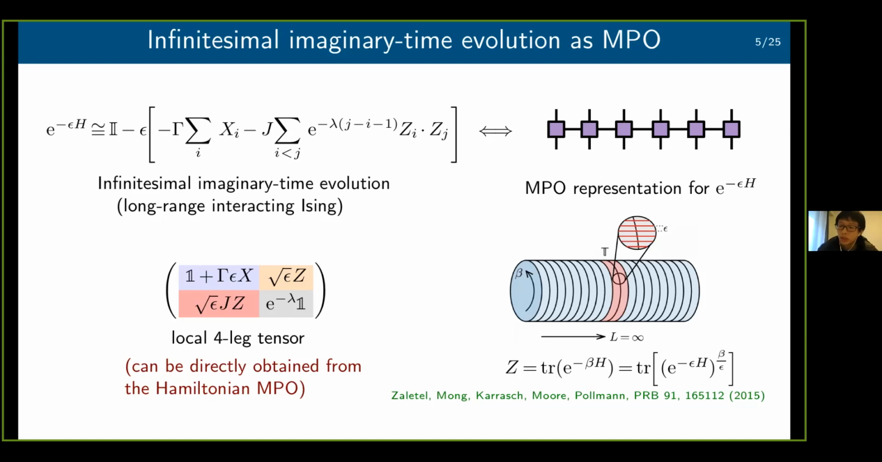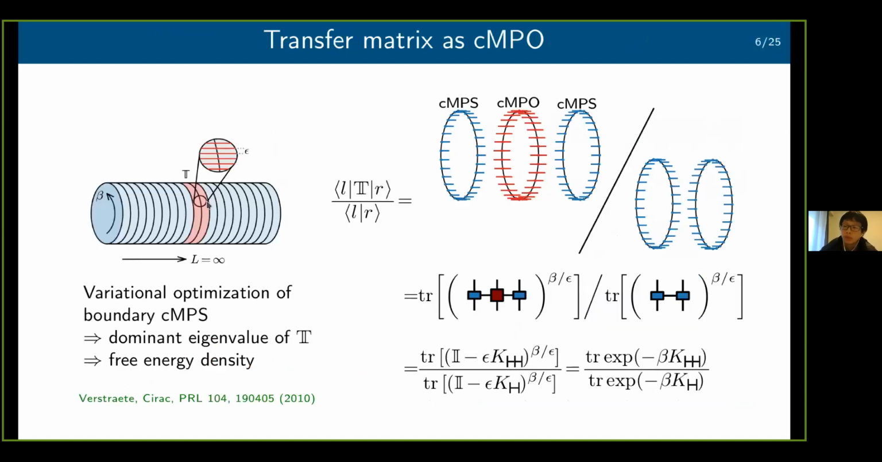After that, we can obtain the partition function at the thermodynamic limit. As we can see, this transfer matrix is also an MPO, and if we take the continuous time limit in the imaginary time direction, this MPO will become a continuous one. So we call that CMPO, and the boundary MPS that we used as the ansatz for the dominant eigenvector naturally becomes the CMPS, which was originally proposed to describe the ground state of continuous systems.